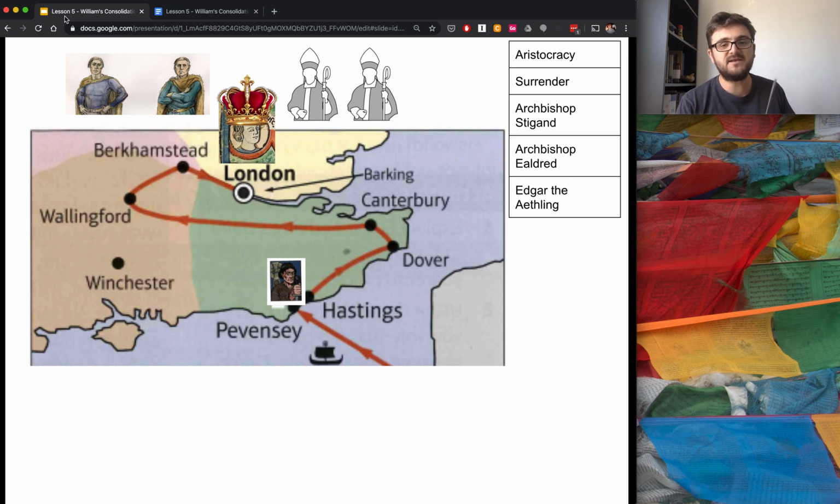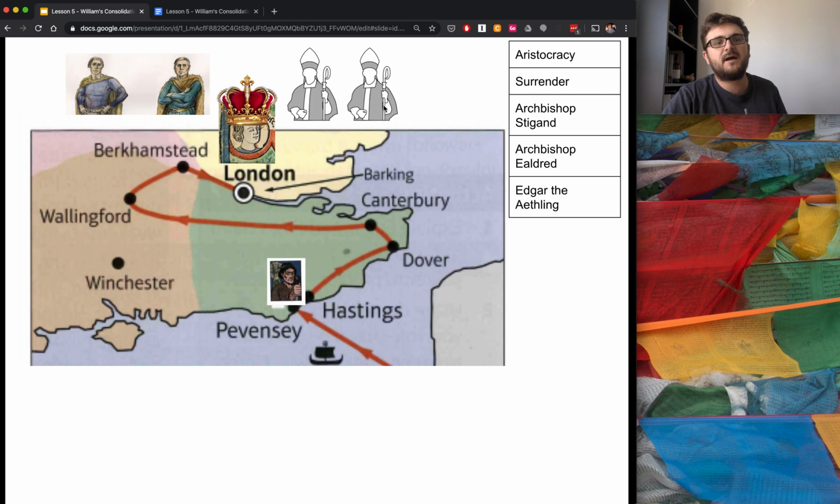Now, the Witan was made up at this point of Edwin and Morcar, those two northern earls, and you can see a drawing of Edwin and Morcar here. The Witan was also made up at this point of religious leaders. For example, Archbishop Stigand, who was the Archbishop of Canterbury, and Archbishop Ealdred, the Archbishop of York, were part of the Witan as well. And these were the important religious leaders of the church in England.